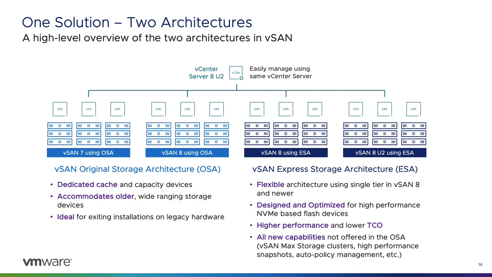With vSAN 8, VMware gives you the opportunity to select which architecture best suits your existing hardware, while allowing you to deploy new clusters with unprecedented levels of performance. While the vSAN Express storage architecture is the future of vSAN, VMware customers should take great comfort that the original storage architecture of vSAN can be used side by side with the ESA and will be supported for many years to come.